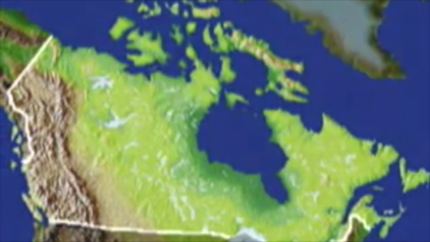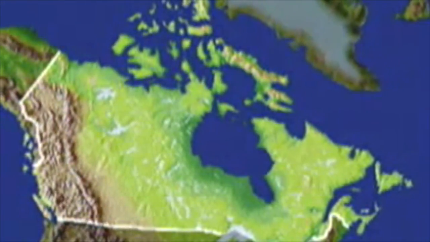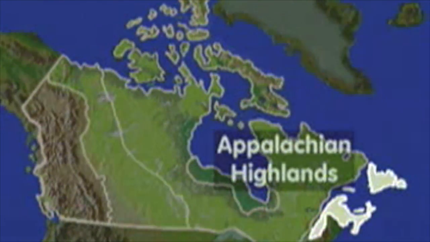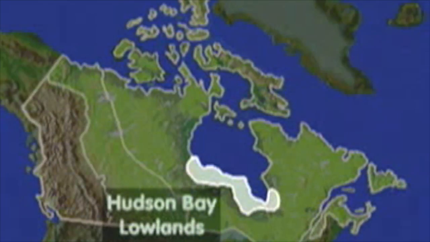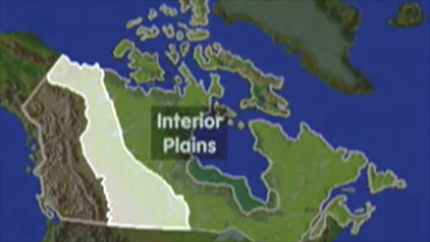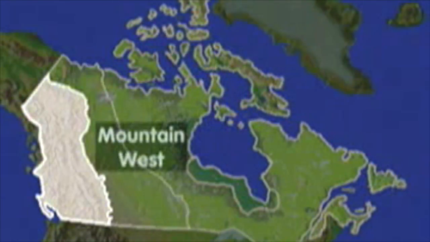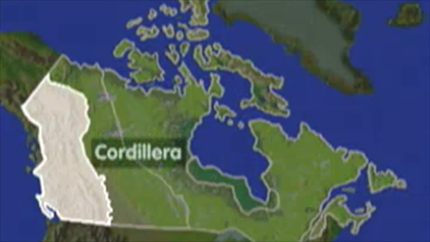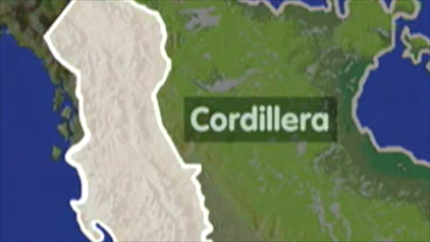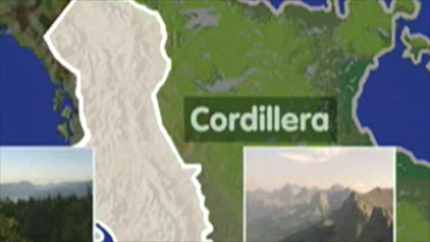Most geographers divide Canada's vast and diverse lands into 7 regions: the Appalachian Highlands, the St. Lawrence Lowlands, the Hudson Bay Lowlands, the Canadian Shield, the Arctic Islands, the Interior Plains, and the Mountain West or Cordillera. The Cordillera contains 2 large mountain ranges, the Rockies and the Pacific Range.